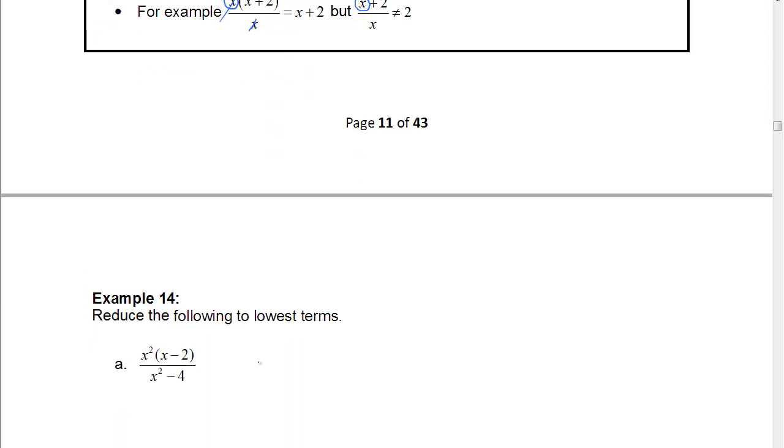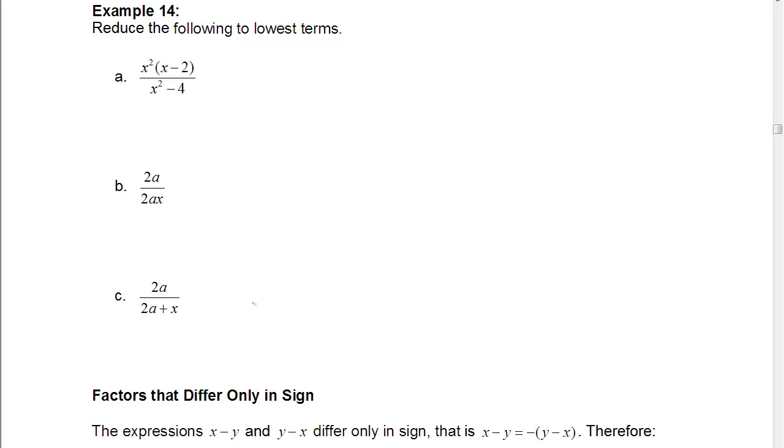So we're going to go ahead and look at example 14 then, and see some places where we can do this. The first thing we're going to do with all these examples is factor if you can. So we have x squared, x minus 2. The denominator, we have a difference of squares. So that's x minus 2 and x plus 2. Notice the brackets here are factors because they're multiplied together, so we can cancel this x minus 2 factor with this x minus 2 factor, and we're left with x squared over x plus 2.